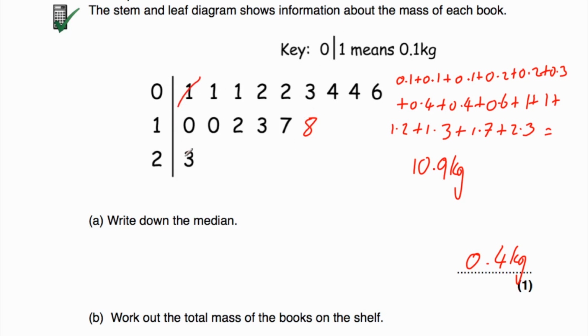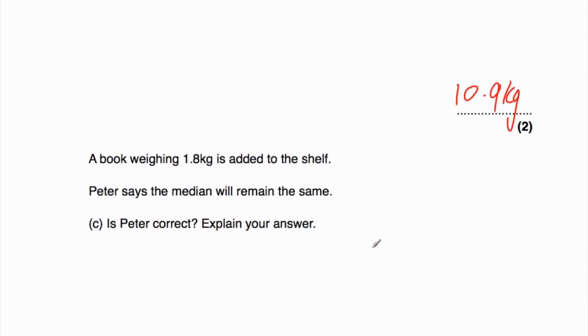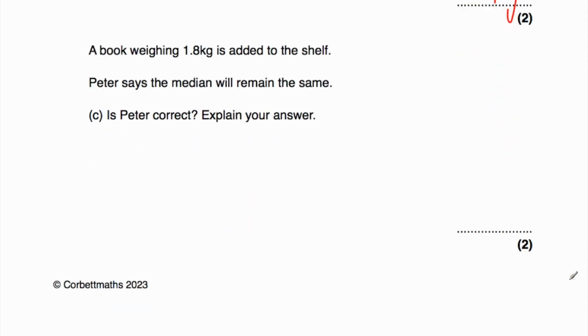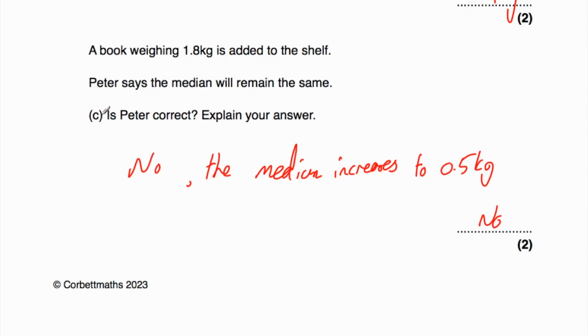So let's cross off the lightest and the heaviest, the next lightest and the next heaviest, and so on. Now we're left with two numbers in the middle, 0.4 and 0.6. So the median will be in the middle of those numbers, which is 0.5 kilograms. We're asked, is Peter correct that it will stay the same? So part C, is Peter correct? The answer is no. The median will increase to 0.5 kilograms.